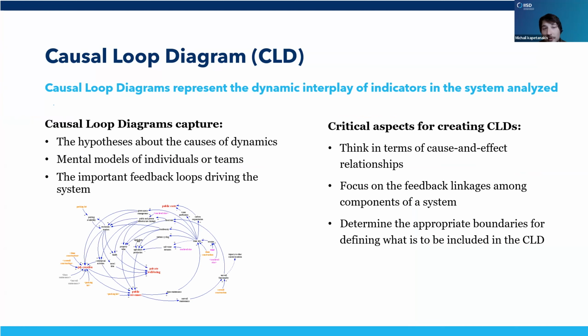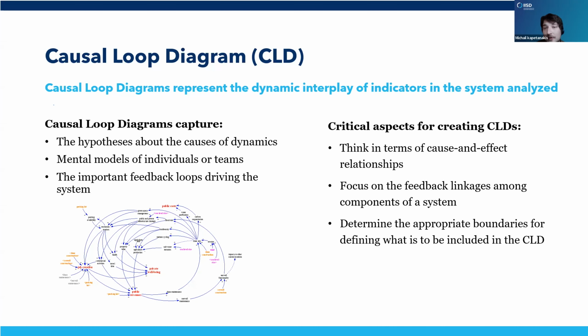So what they try to capture is the hypothesis about the cause of dynamics in a system. This system can be a city, can be a region. They also try to capture the mental models of individuals or teams, what we talked about before when we presented systems thinking, and also the important feedback loops driving the system. So kind of different dynamics that can be exponential or reaching an equilibrium within a city or a region.